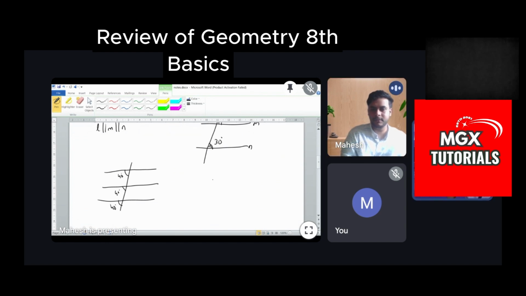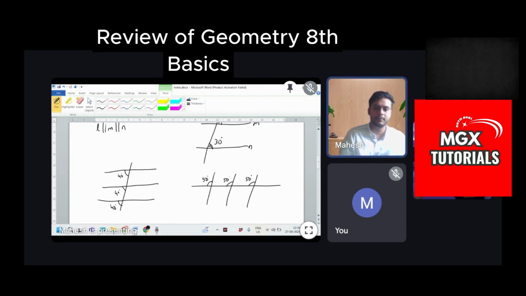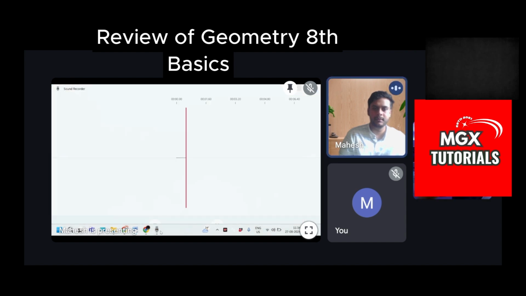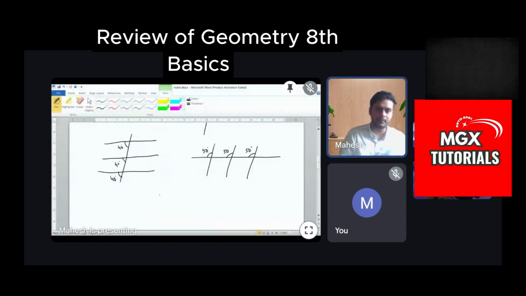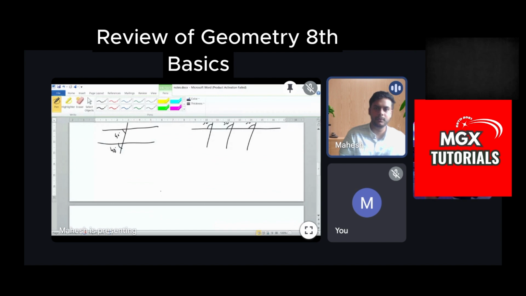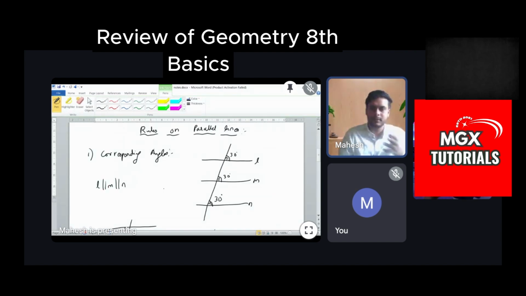Once you see, we'll understand. Automatically, we will understand. One more example. Think these three are parallel, and this is the line that is cutting them. If I draw it here, if this is 50 degrees, then this also will be 50 degrees. This also will be. This is how you identify. Easy. Okay. Next. So this is all about corresponding angles. Very easy to identify. Next.